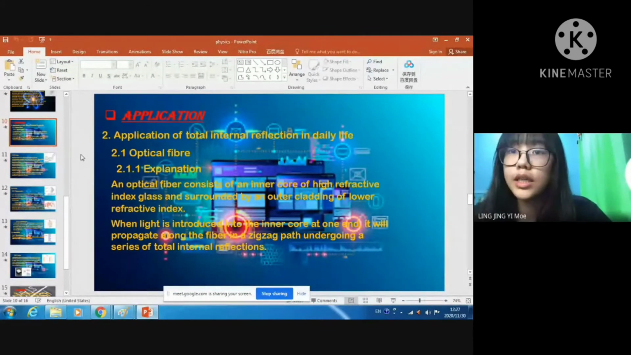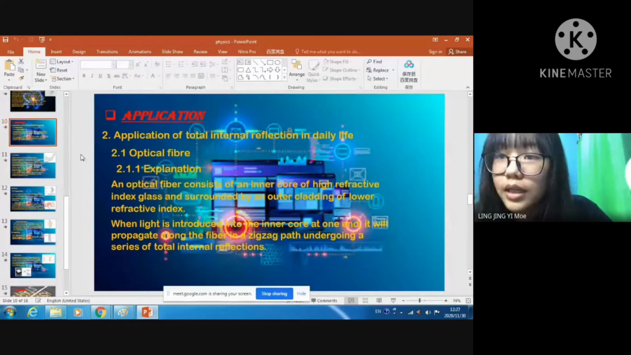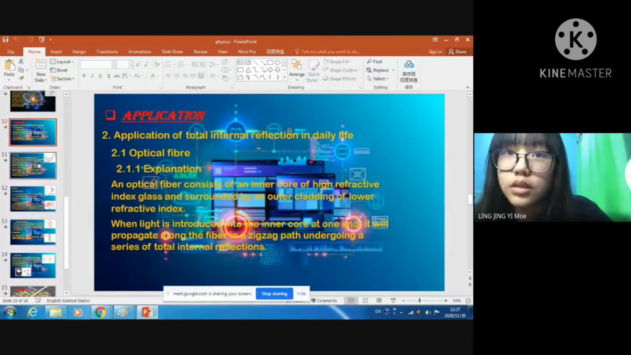The application of total internal reflection in daily life. The first one is optical fiber. An optical fiber consists of an inner core of high refractive index glass surrounded by an outer cladding of lower refractive index. When light is introduced into the inner core at one end, it will propagate along the fiber in a zigzag path, undergoing a series of total internal reflections.